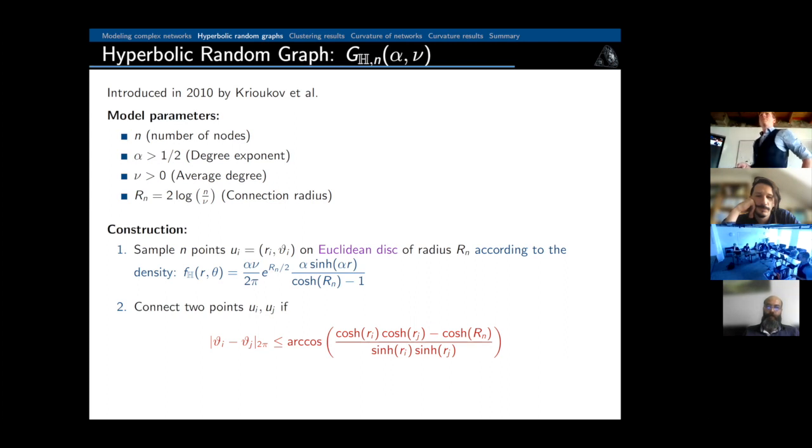So I was thinking, if you were to only look at the angular distance, right, not the angular difference. Yeah, no, it's the angular distance in the Euclidean sense, right? So it's really this difference between the angles modulo 2 pi. It's not the angular distance in the hyperbolic sense. Okay, yeah.